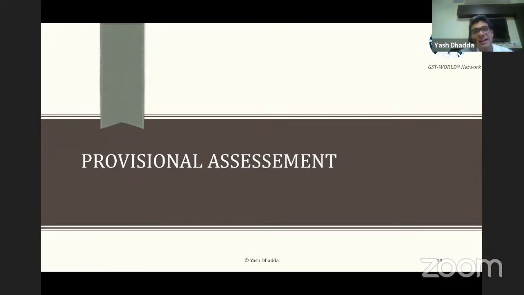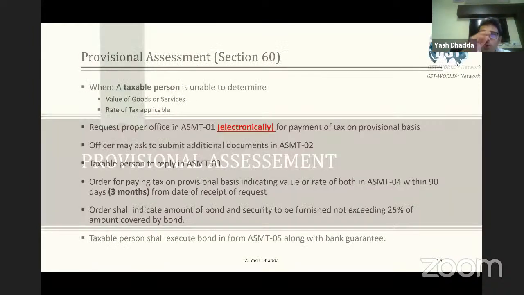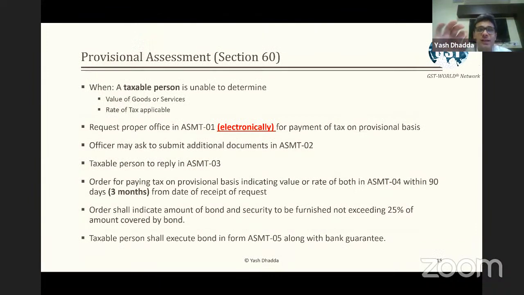We come to the second aspect, that is provisional assessment. Now, interestingly, provisional assessment is one unexplored area which one may think of using against advance rulings. Generally, all of us know that the manner in which the orders are being passed by the authority for advance rulings, they are in majority cases not favorable. At times, we realize the manner in which they analyze the law is not proper also. Now, there is a provision called section 60, provisional assessment, which gives you an alternate where you have two types of issues: value of goods or services, or rate of tax, basically classification.